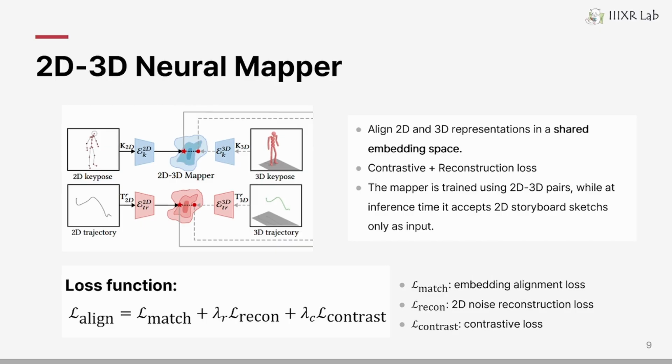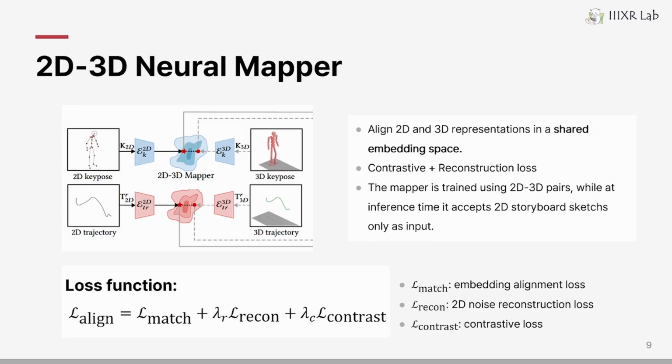The mapping process is trained and supervised with three key objectives. The first one is the embedding alignment loss, which encourages the network to correctly align the 2D sketches and 3D motion features within the same latent space.